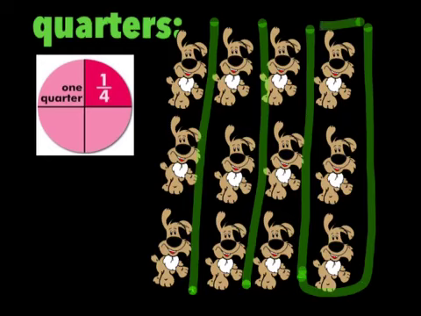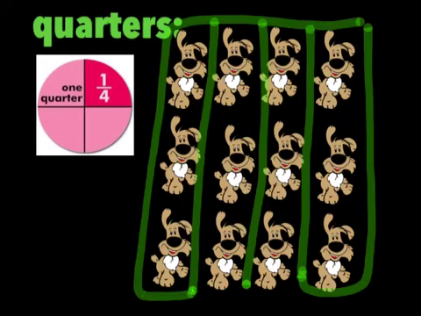1, 2, 3, 4. So we've now got the group of dogs divided into 4 equal groups. 1, 2, 3, 4 equal groups. 4 equal parts make the whole group.